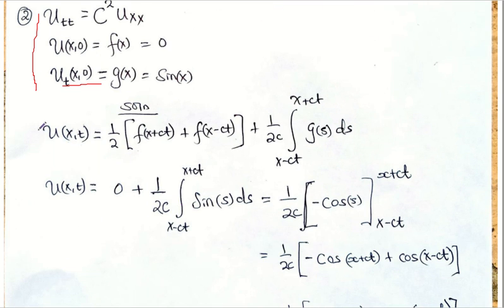Now for our solution, since we are to use the D'Alembert's formula, we just start by writing the D'Alembert's formula as it is, and now plug in whatever we have into the formula. Now f(x) is 0. Everything in the first component will be 0, plus 1/(2c) integral from x-ct to x+ct of g(s) ds, of which we'll have 1/(2c) integral from x-ct to x+ct of sin s.